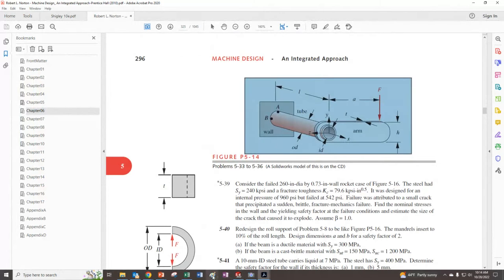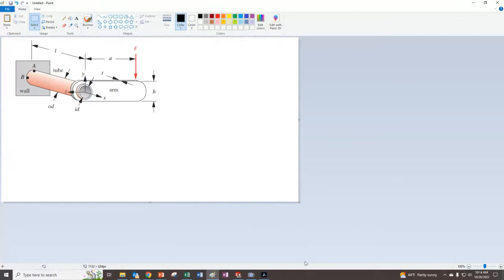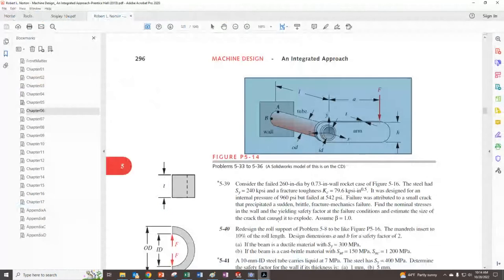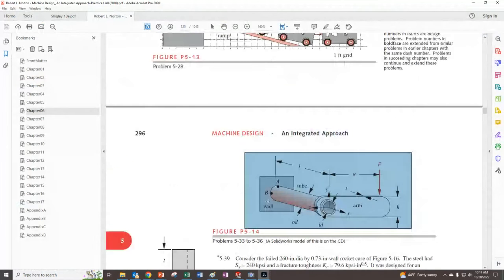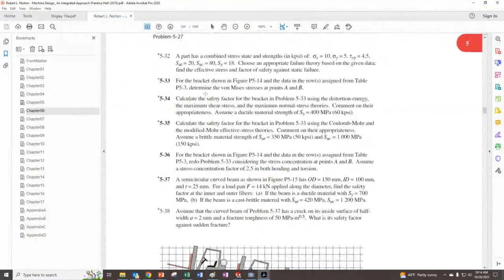So let's see what the problem is and draw it out, because I always like these kinds of problems. Let's see, this is 5.3 through 36. 33 through 36. Is that what I said down here?